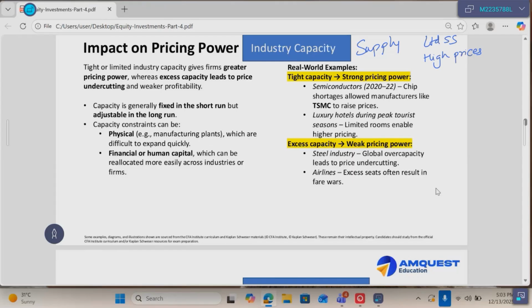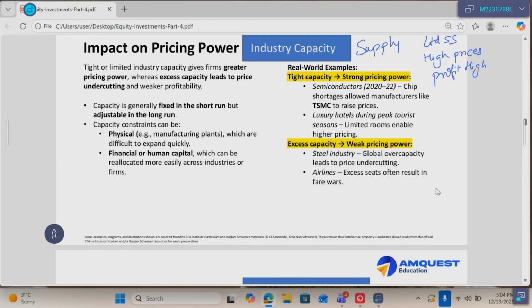So tight or limited industry capacity gives firms greater pricing power, whereas excess capacity leads to price undercutting and weaker profitability. So the entire slide is just covered in that point. If the supply is very limited, then the prices can be high. If prices can be high, profitability can be high. Limited supply, high prices, and high profitability.